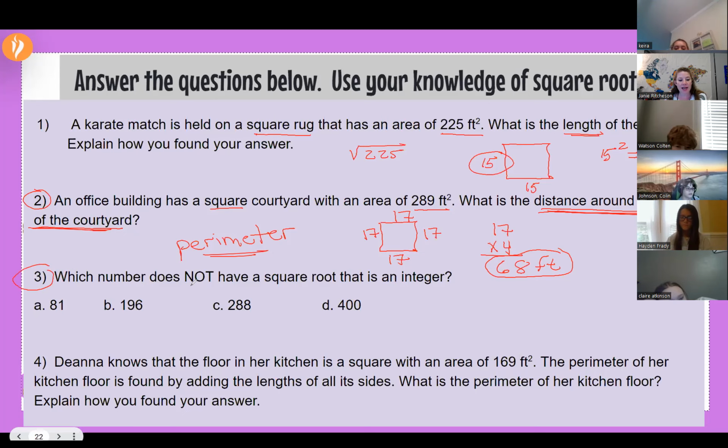All right, look at number 3. Which number does not have a square root that is an integer? What is an integer? An integer is a set of whole numbers and their opposites, right? Like 1, 2, 3, 4, -1, -2, -3, -4. All right. Is 81 a perfect square? What's the square root of 81? 9. Is 9 an integer? Yes, it is.